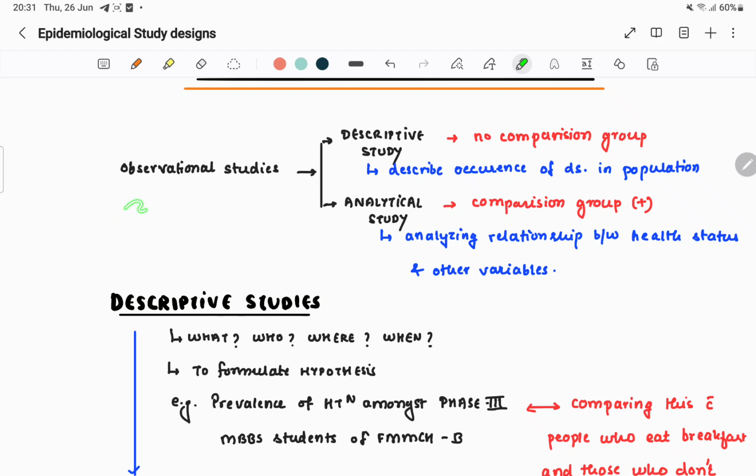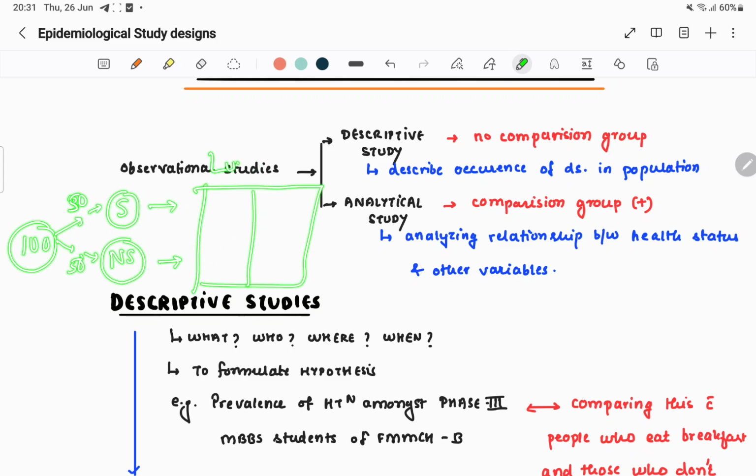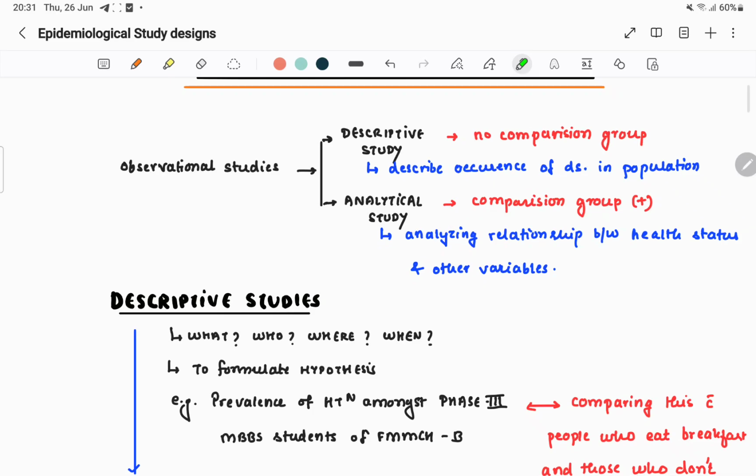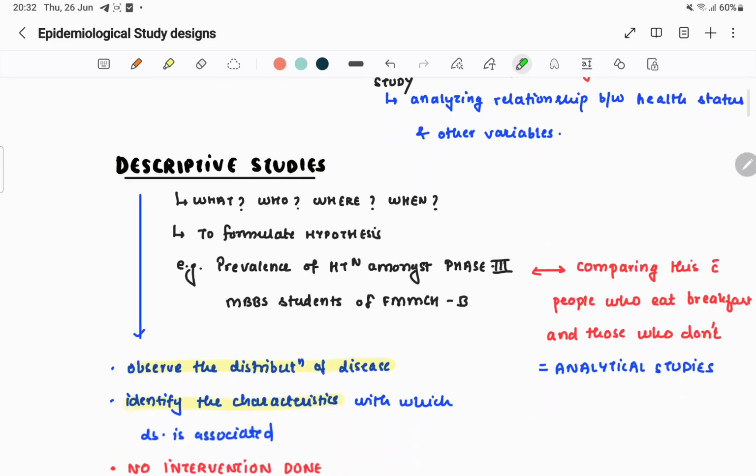Let's say you are talking about who are smokers and non-smokers. You are taking 100 people. Let's say 50 you took smokers, 50 non-smokers. You are checking who are suffering from lung cancer, who are not suffering from lung cancer. You are comparing the two groups. So you are analyzing, or a comparison group is present in the analytic study. Relationship between health status and other variables, right?